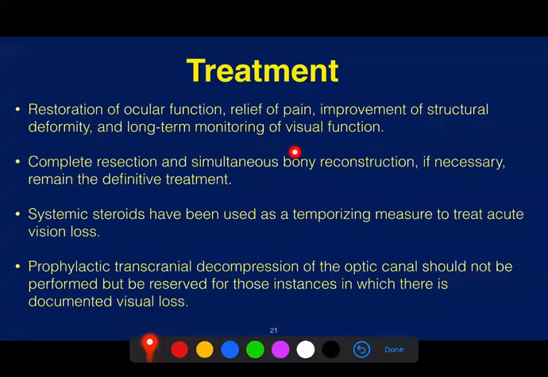Systemic steroid is usually used if there are any signs of inflammation or vision loss, and if you see stenosis in the optic canal, then a neurosurgeon's role is very important by doing prophylactic transcranial decompression. This should be done only if there is documented visual loss. The prophylactic part of this procedure is still under debate. This is a rare disease, so there are no clear guidelines.